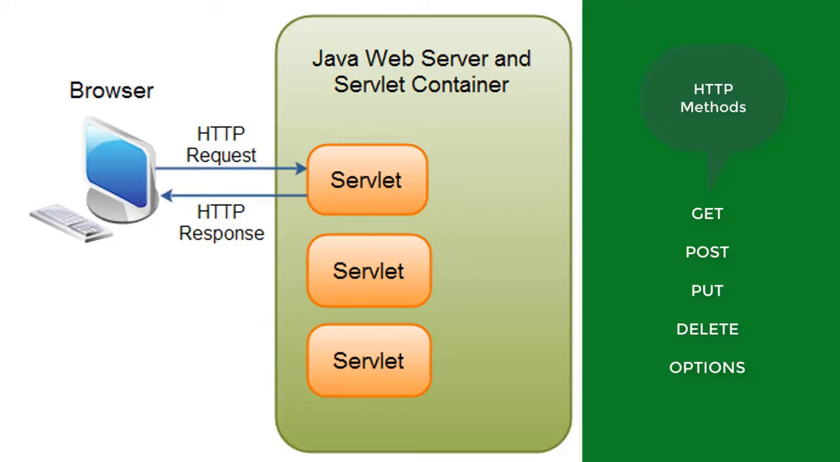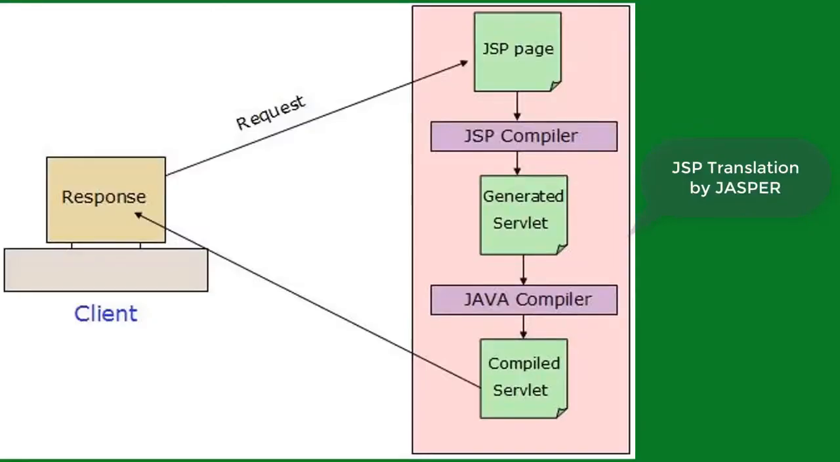If the requested resource is a JSP, then the JSP is first translated and compiled into a servlet before being executed by the container. And of course, the end result of execution is a final HTML file, which is sent back to the browser. We will see how this is done in a short while.